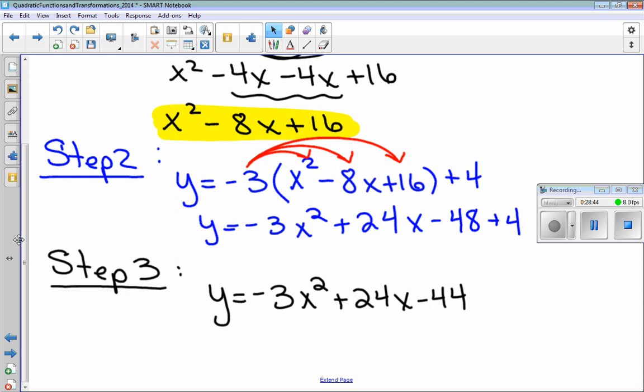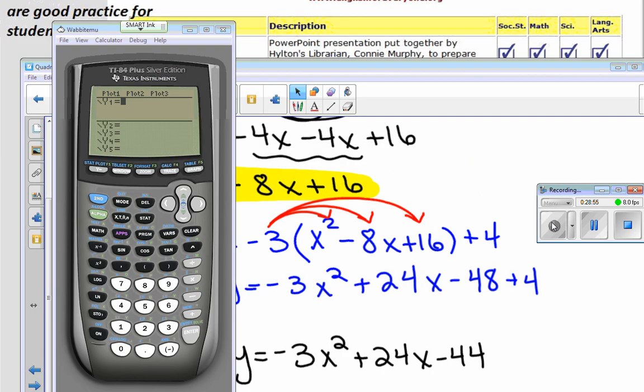Plug it into your calculator. Let's see if we can find the right maximum or minimum. See if it matches what we did before. So we're going to plug it in standard form into our calculator.